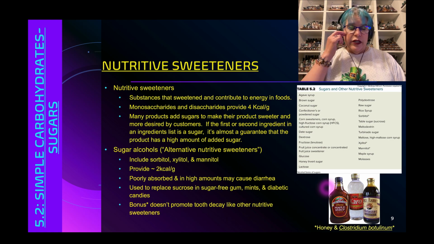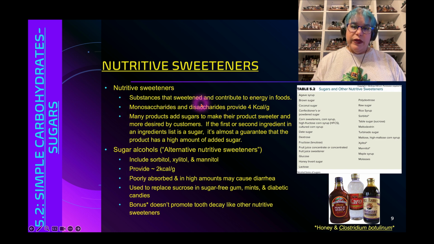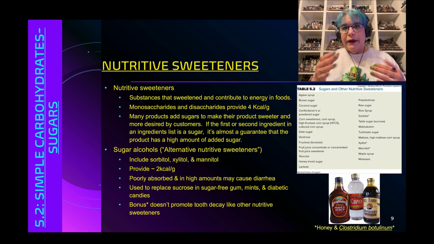So nutritive sweeteners. By nutritive, what I mean is that it gives you calories. It's not a no-calorie sweetener. So nutritive sweeteners are substances that are sweetened and contribute energy to foods. With our mono and our disaccharides, we're talking about the standard 4 kcal per gram. A lot of products add sugars to make their products sweeter and more desired by customers. If I make it taste better, more people are going to buy it. I'm going to make more money. If the first or second ingredient in an ingredients list is a sugar, you can almost guarantee that it's got a high amount of sugar added.